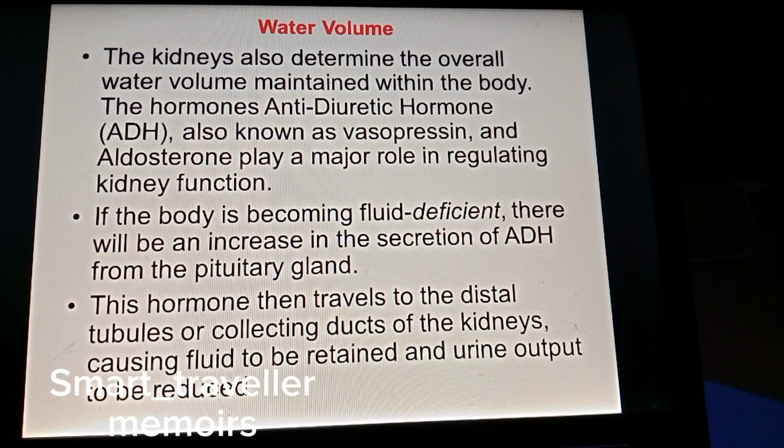Water volume. The kidneys also determine the overall water volume maintained within the body. The hormones antidiuretic hormone, ADH, also known as vasopressin, and aldosterone play a major role in regulating kidney function. If the body is becoming fluid deficient, there will be an increase in the secretion of ADH from the pituitary gland. This hormone then travels to the distal tubules or collecting ducts of the kidneys, causing fluid to be retained and urine output to be reduced. The pituitary gland is located in the brain.